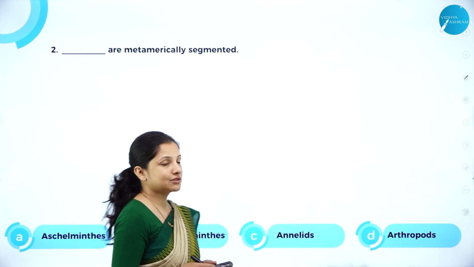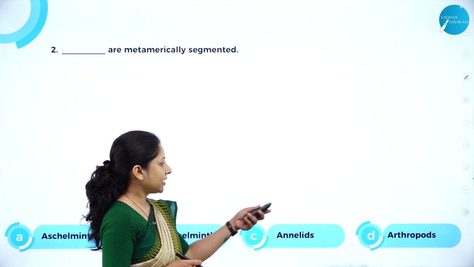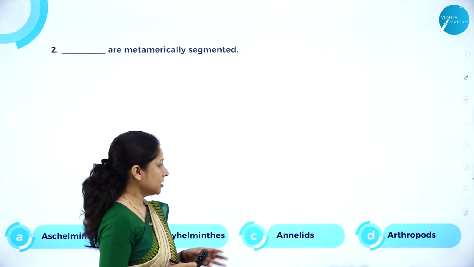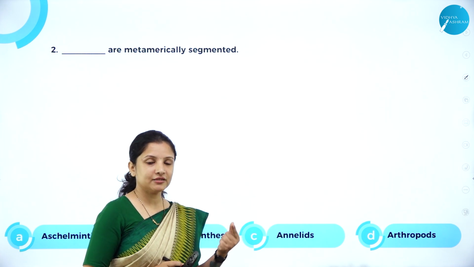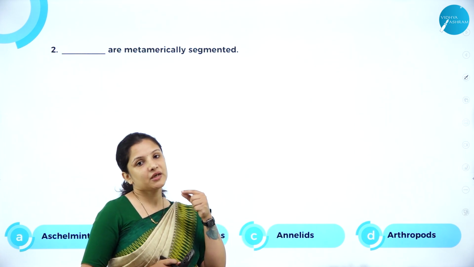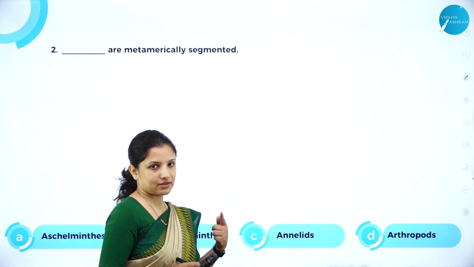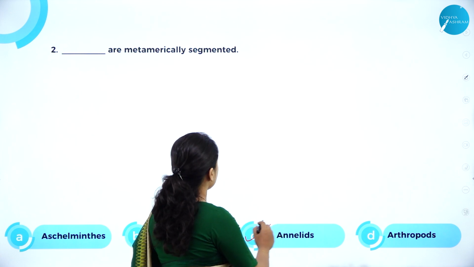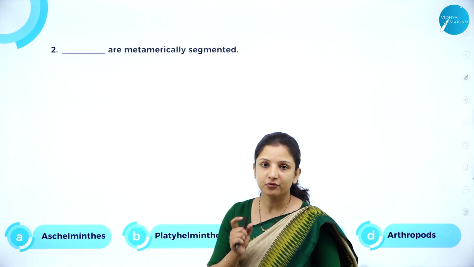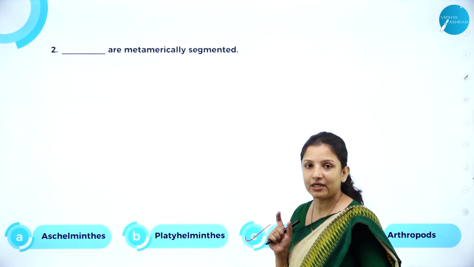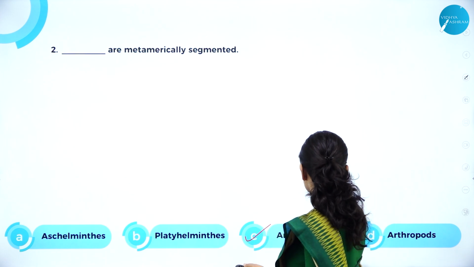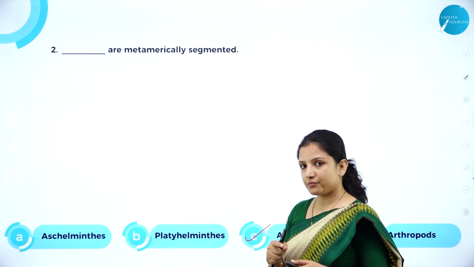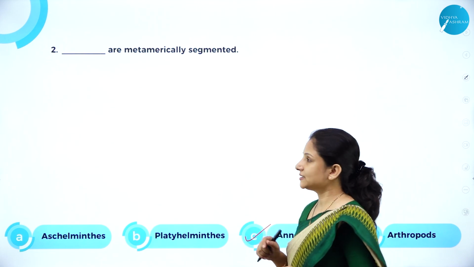Then come arthropods, the insects. Insects have segments, but they are not metamerically segmented. Metameric segmentation means the organs get repeated in the segments, right? So you can't choose arthropods here. It is annelids which are metamerically segmented. So you have to be very careful when you read the question. You might just mark arthropods as the answer, but arthropods are segmented. Only thing is they're not metamerically segmented.